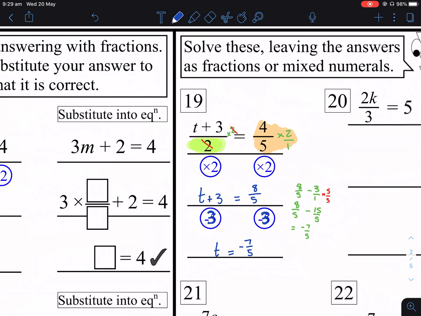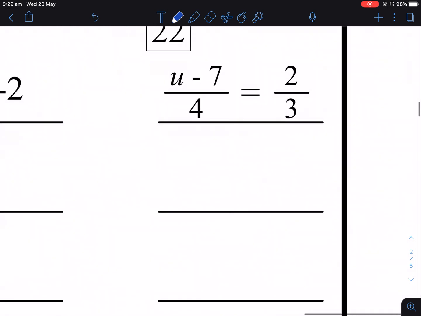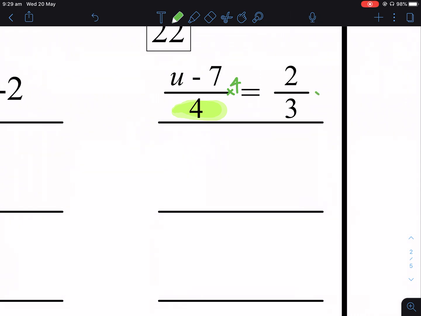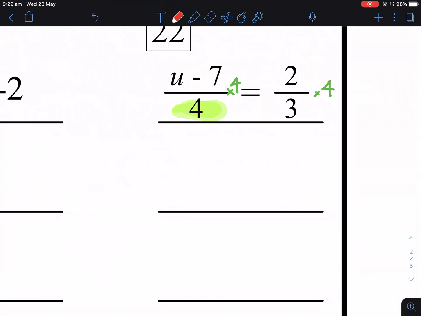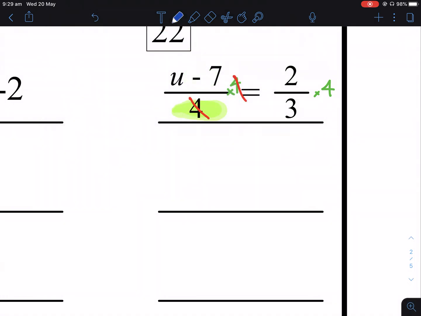I think the next question you wanted was 22. Okay, so we're going to times by what's on the bottom here. So we're going to times by 4, times 4 times 4. So these 4's cancel out. You don't need to show these cancelling out. You know what's going to happen. So we end up with u minus 7 equals 2 over 3 times 4 over 1, 8 over 3.